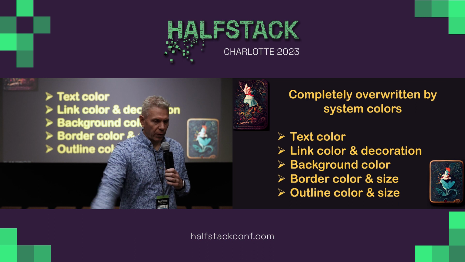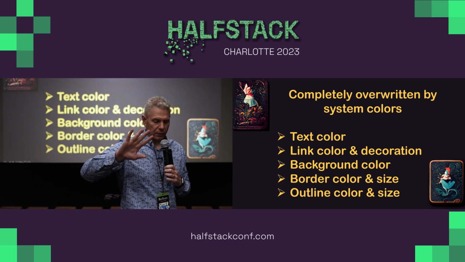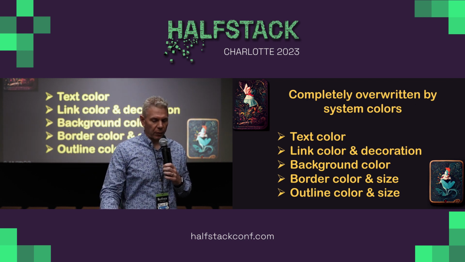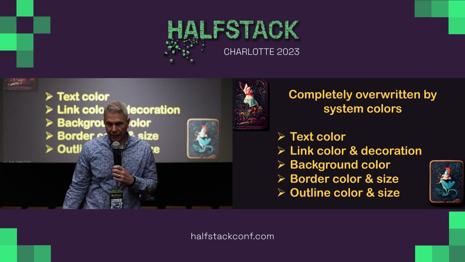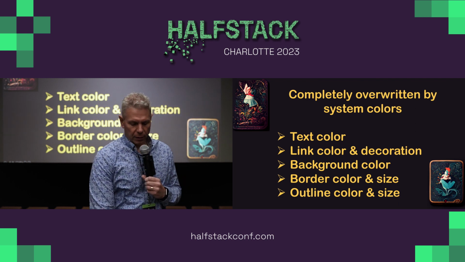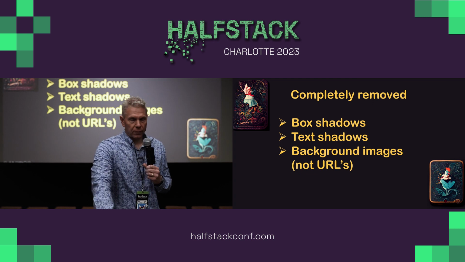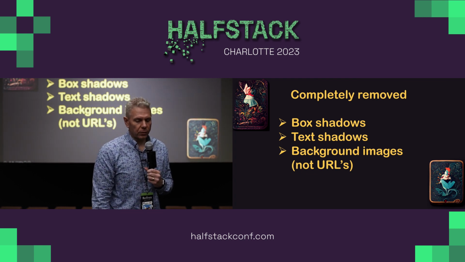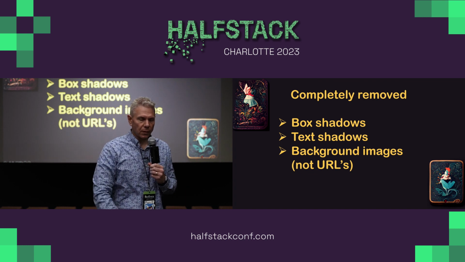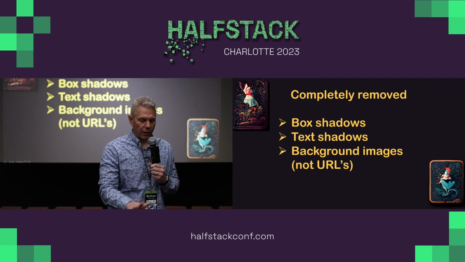So completely overwritten by these system colors: your text color, all your links and decorations for your links, the background color of every single element, the border color and size, and the outline color and size. And we'll see how those come into play in a little bit. Then completely removed, like just gone, you can't see them at all: box shadows, text shadows, and all your gradient backgrounds. So any background image that's not an actual picture is going to be removed.